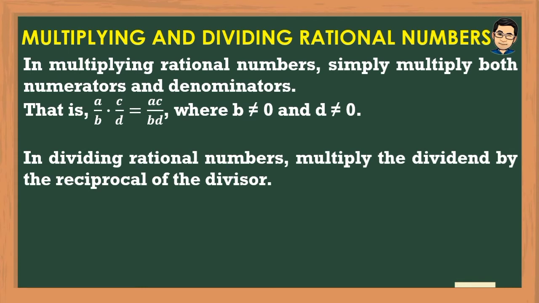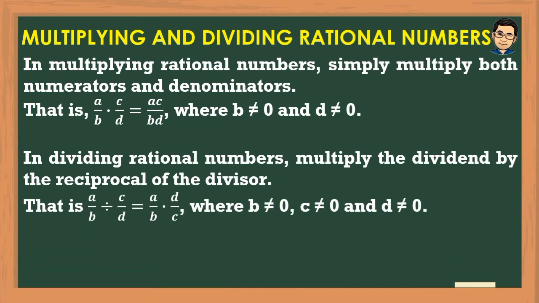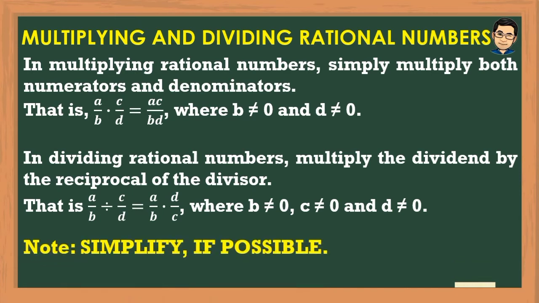In dividing rational numbers, multiply the dividend by the reciprocal of the divisor. That is, a over b divided by c over d will become a over b times d over c, where b, c, and d should not be equal to 0. So again, the process of dividing rational numbers is like fractions: we need to get the reciprocal of the divisor, the one that is being divided, and then we multiply it to the dividend. And of course, we have to simplify it if possible.